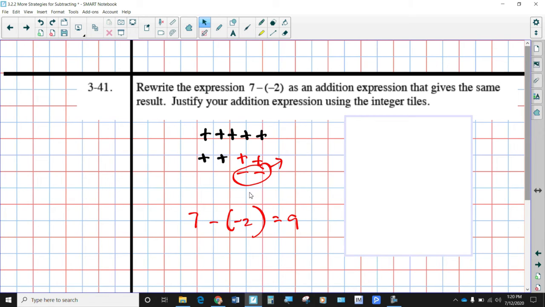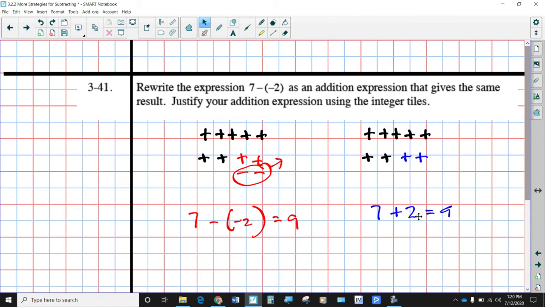That looks complicated. But what if we rewrote it as 7 plus 2 instead? So instead of subtracting a negative 2, we added the opposite of negative 2. Do we get to the same answer? Yes, we do. So which one of these two seems easier? 7 plus 2, I would say, is much easier than 7 minus a negative 2. Really, because you're trying to take away 2 negatives when you don't have any to begin with, which means you've got to add some 0 pairs before you'll be able to take away those 2 negatives. So definitely easier changing it to an addition problem.